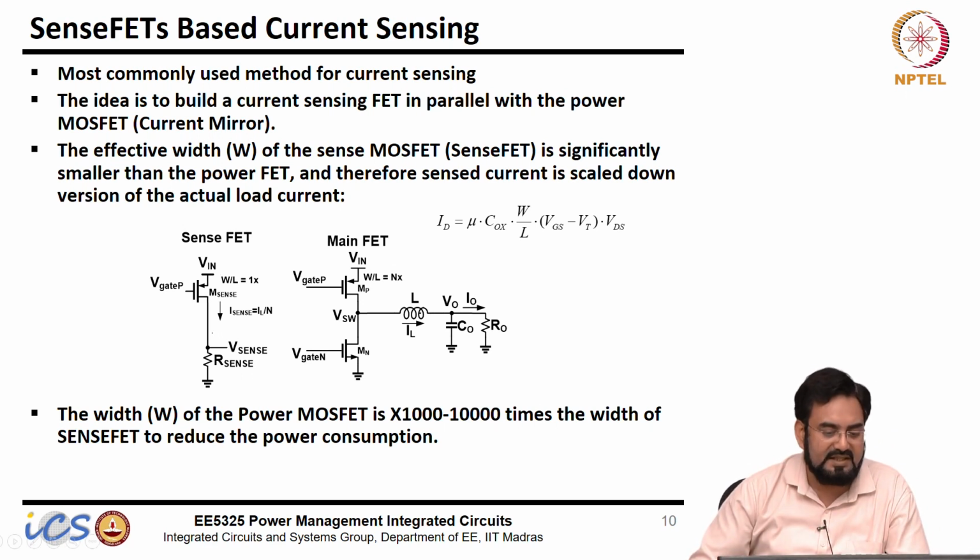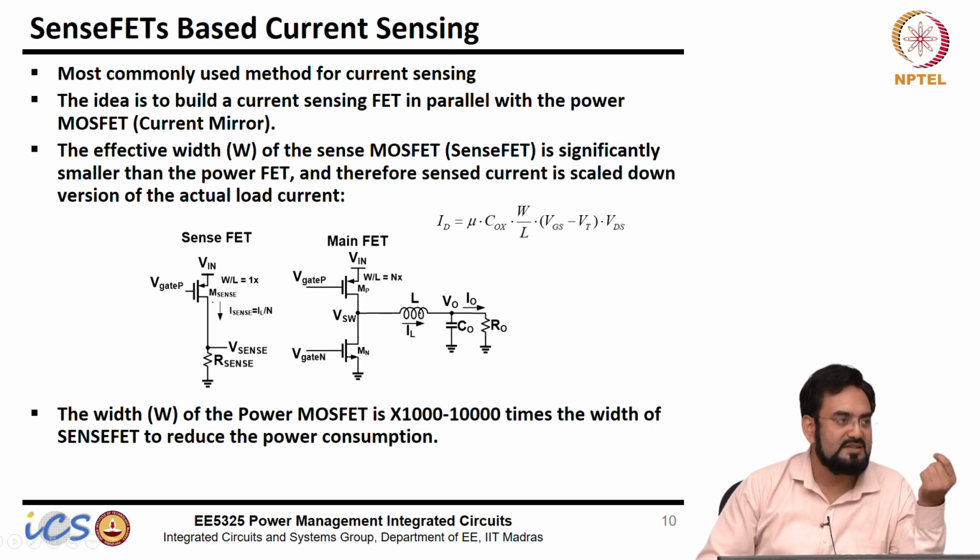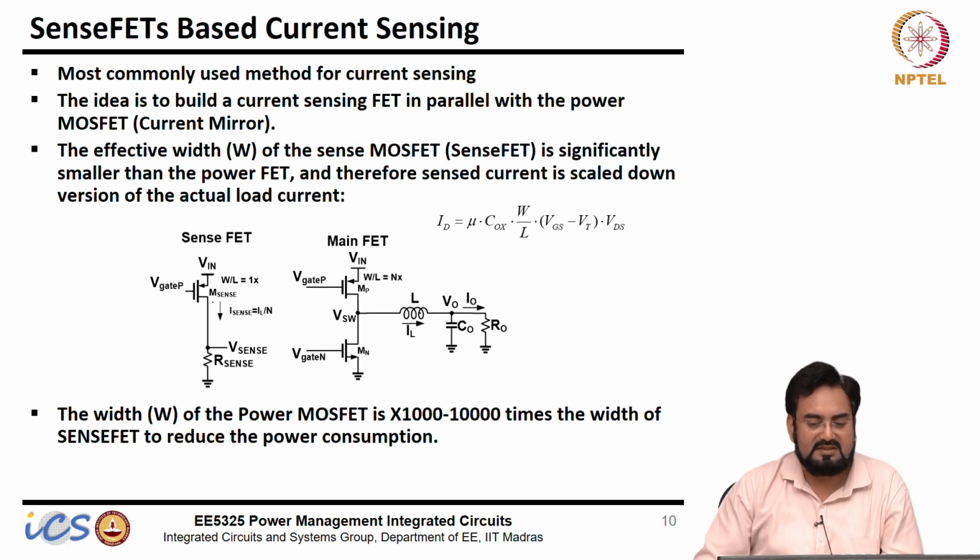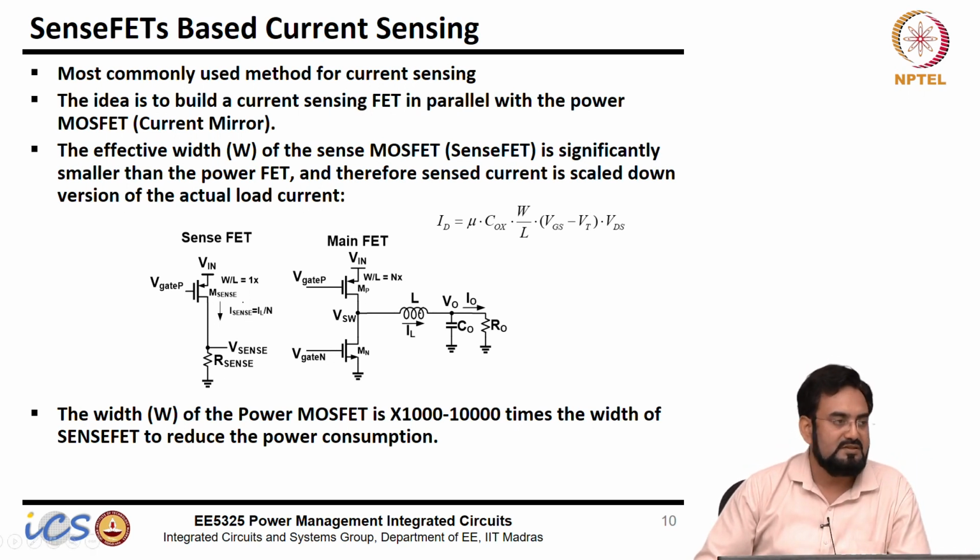But here in a linear region, even a small change in the voltage can cause a huge change in the current. So we have to match both VGS and VDS, and that's what we do here. If this is n times and this is 1x, so again a 1:n ratio here, which could be 1000 to 10,000 times.